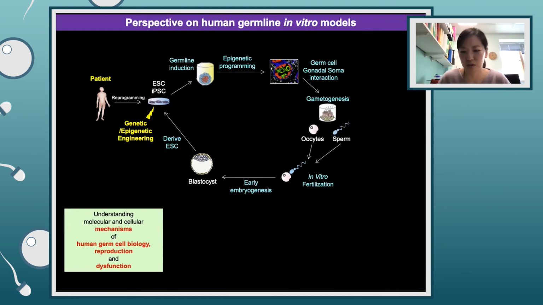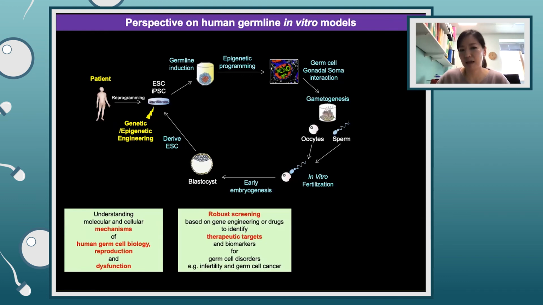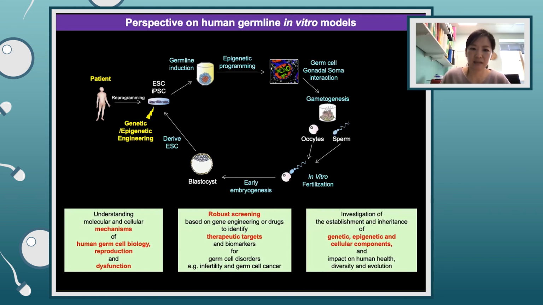and dysfunction. And this system will be extremely powerful for robust screening methods such as gene engineering or drugs to find therapeutic targets for germ cell related disorders. And it is also exciting to use this system to investigate the establishment or inheritance of genetic, epigenetic, or cellular components such as mitochondria, to see how this can impact human health, diversity, or evolution.